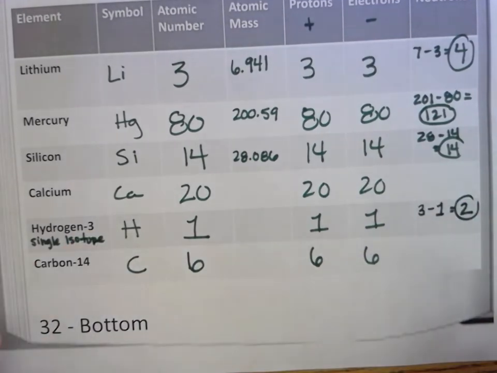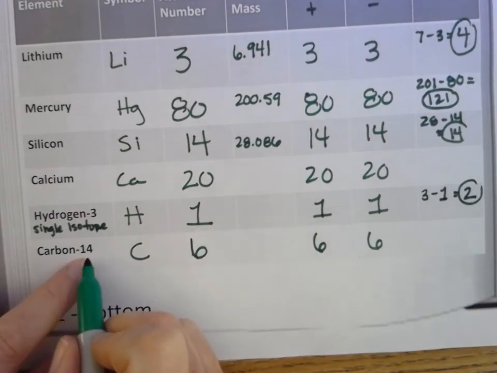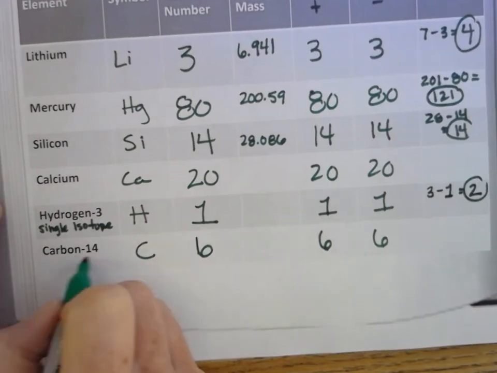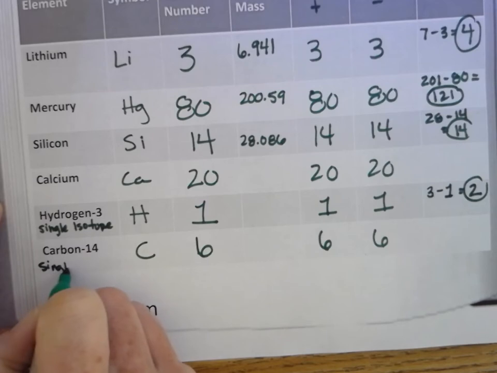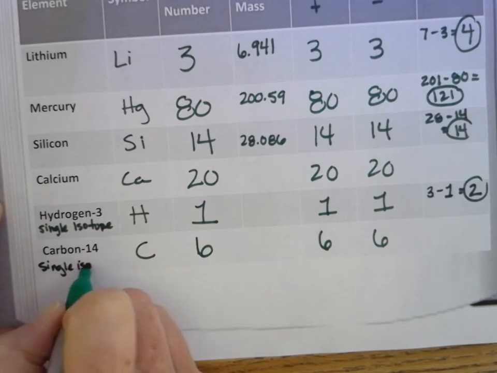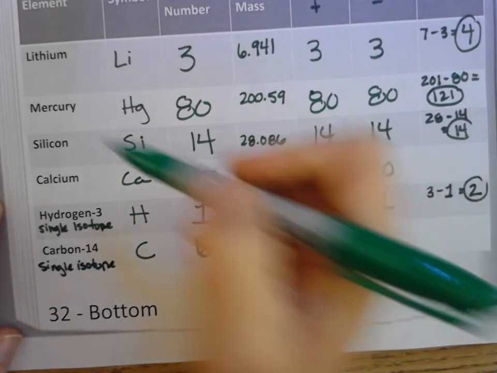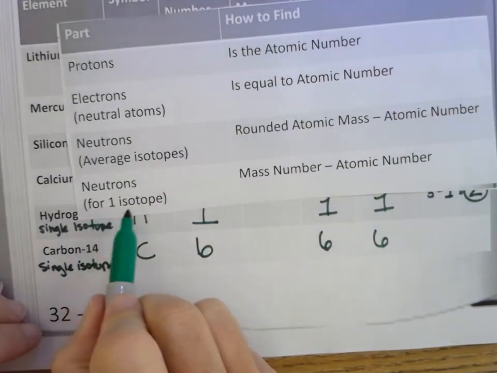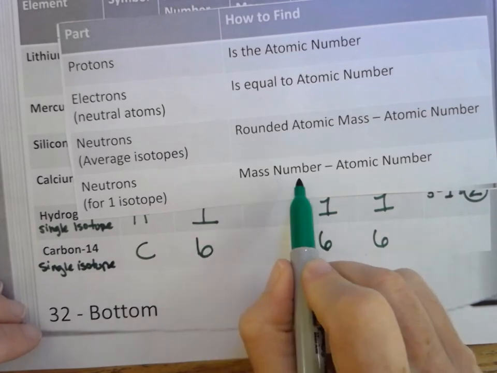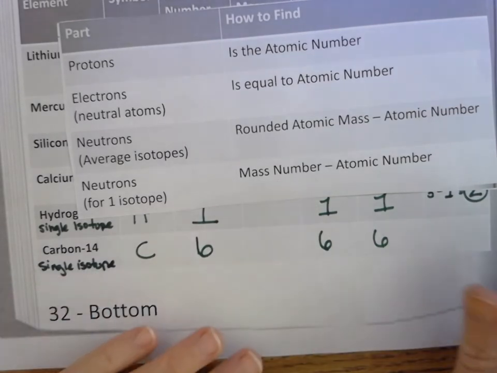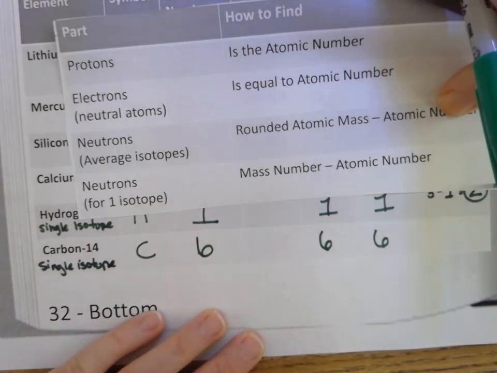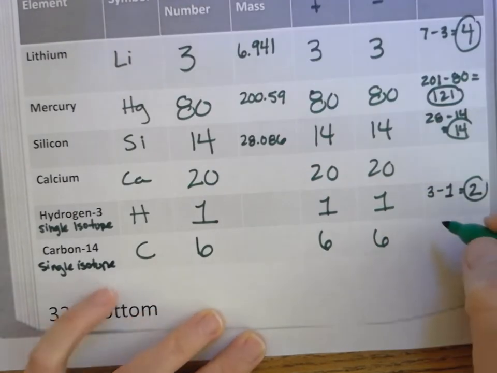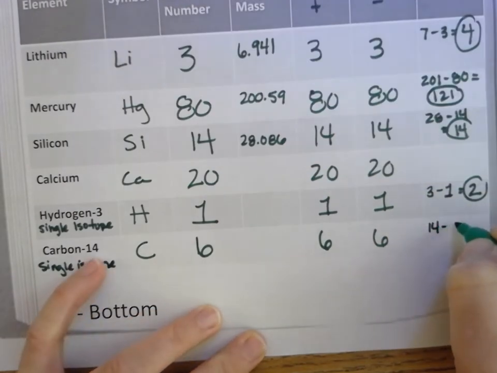Same here for carbon 14. This is also, because it's written this way, a single isotope. Right? All of these are averages, but this is a single isotope. And based on this chart, when you have one isotope, you take the mass number, which is the 14, and you're going to subtract the atomic number. So 14 minus 6 should be 8.